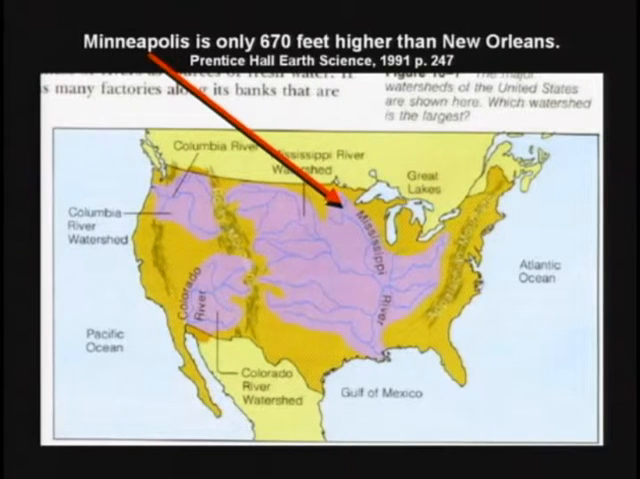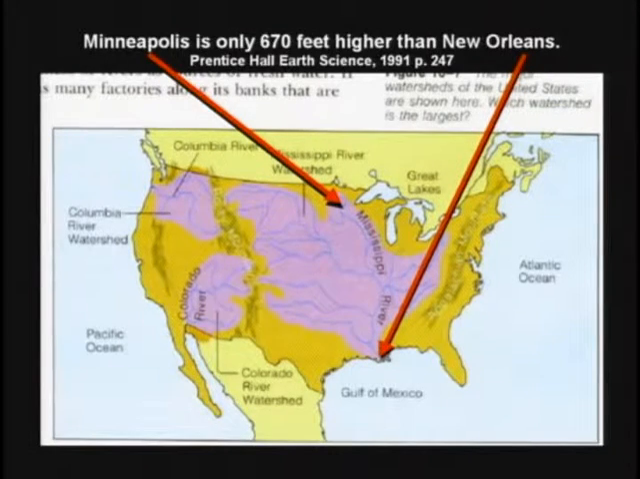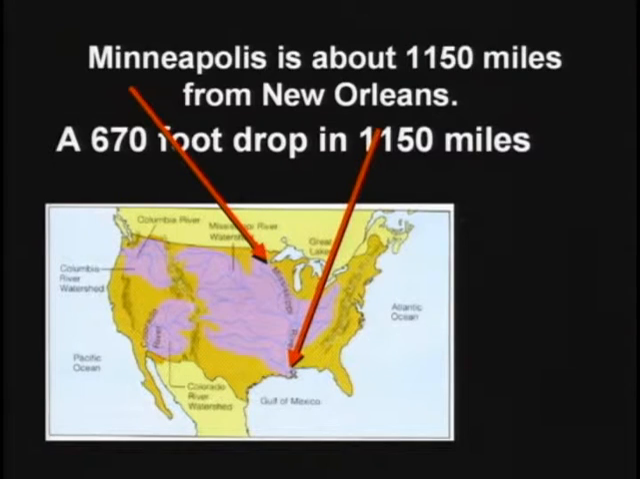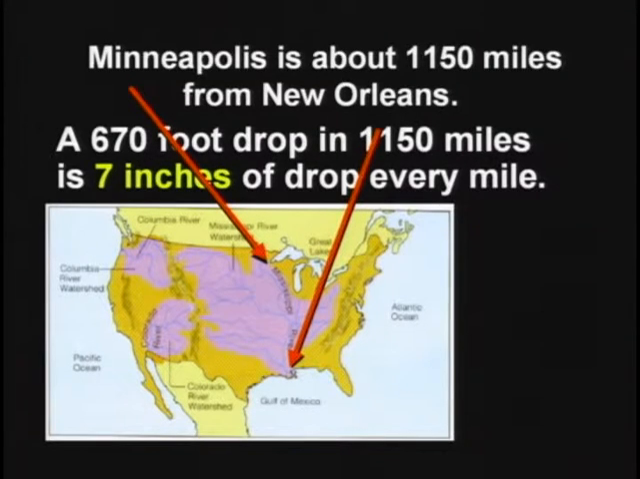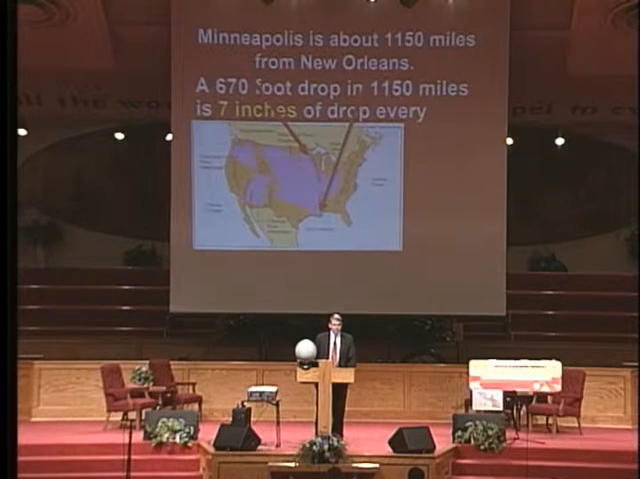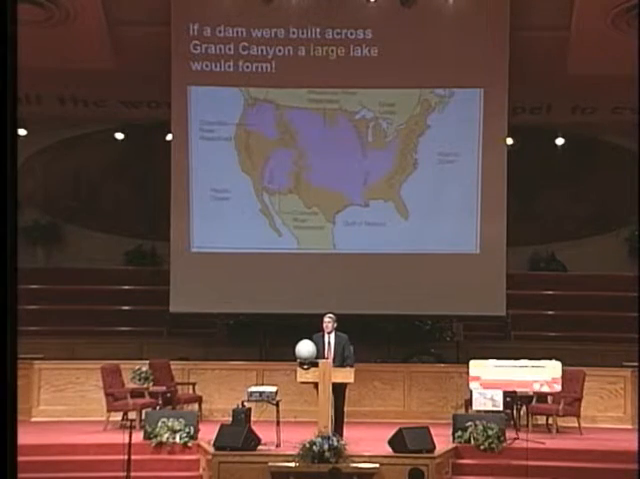Well, the Mississippi River runs from Minneapolis to New Orleans. It's about 1,150 miles away. As it runs, the Mississippi drops 670 feet in 1,150 miles. That's 7 inches every mile. The Mississippi has to run a full mile to drop 7 inches. Very low slope, very gently moving, generally. If you built a dam across Grand Canyon, a really big lake would fill in behind it.